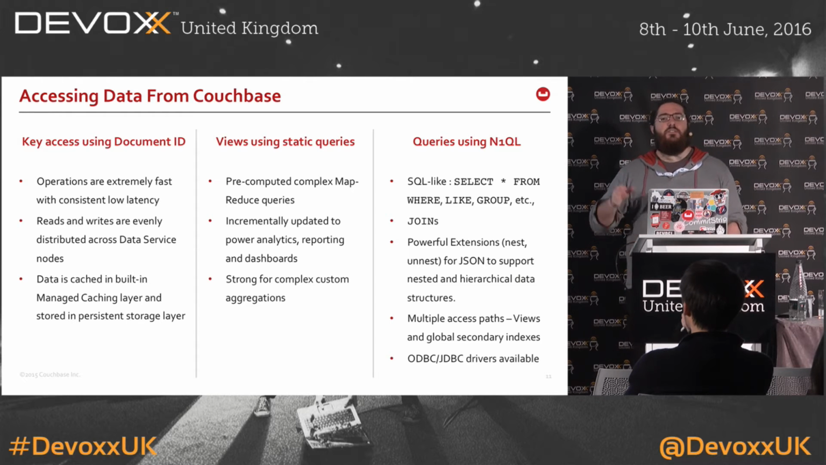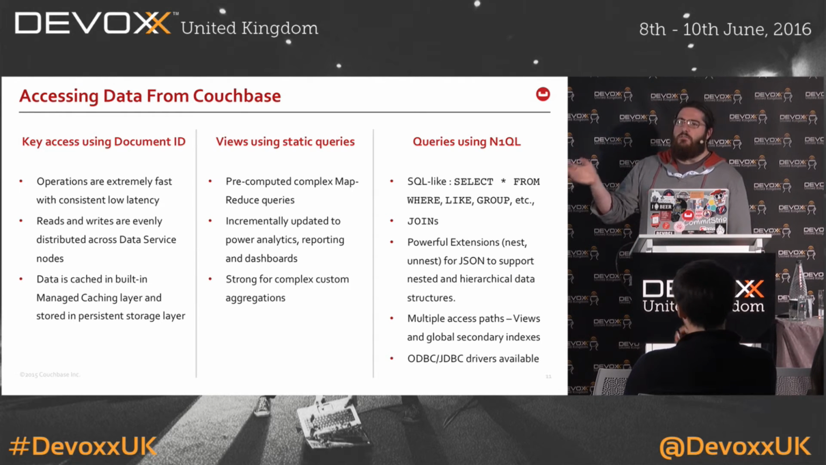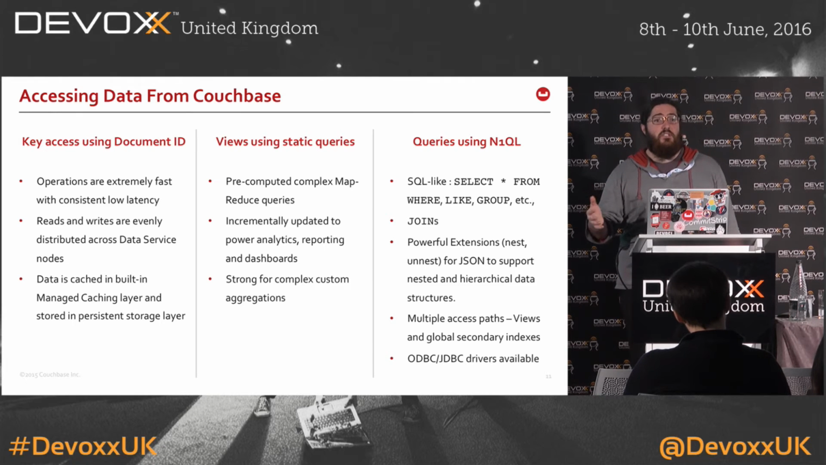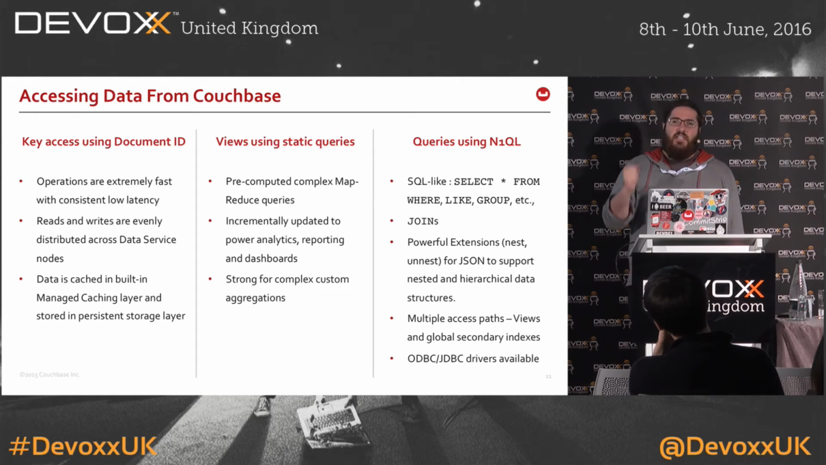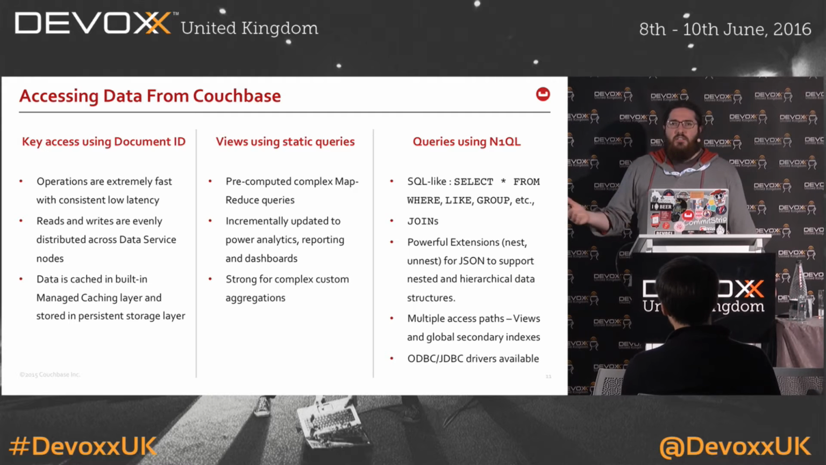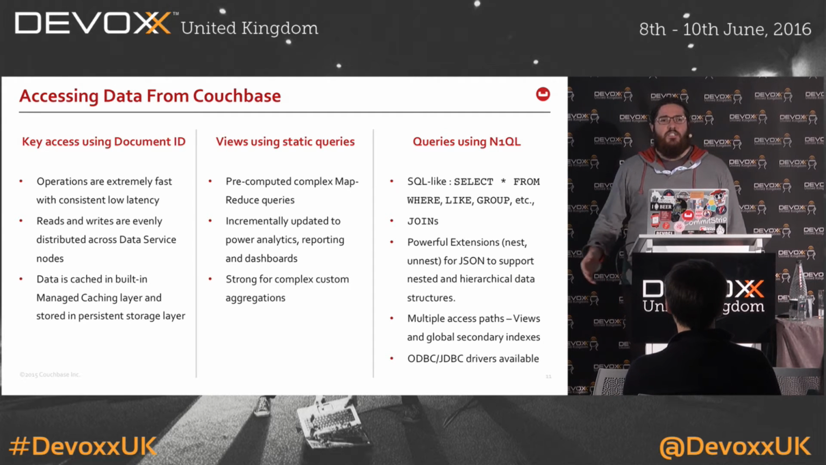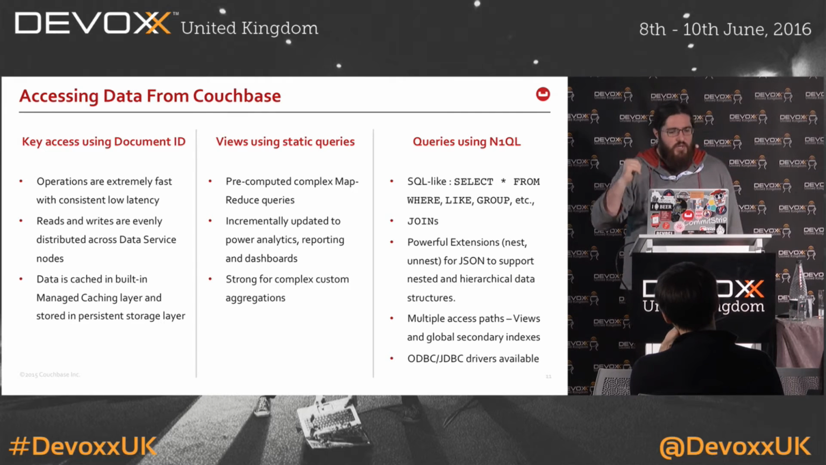It's not because you can do SQL queries on JSON documents that you need to forget about key value. Key value will always be faster because you don't have to scan any index. You have a key, get the object in RAM, below the millisecond. It's really, really fast.